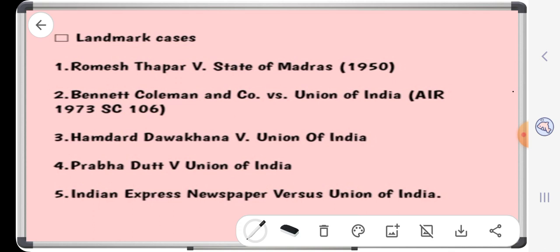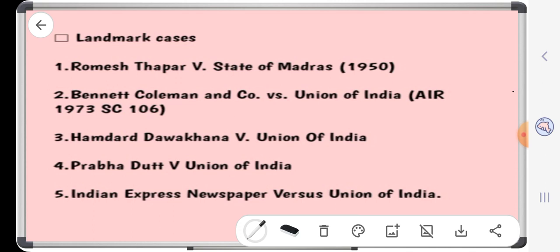So, with this, we move on to the next case, that is Bennett Coleman and Co. versus Union of India. The citation is AIR 1973 SC 106. In the case of Bennett Coleman and Co. versus Union of India, the petitioners Bennett Coleman and Co.